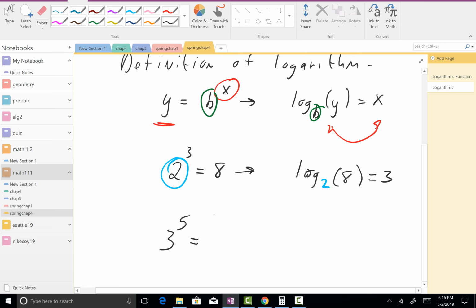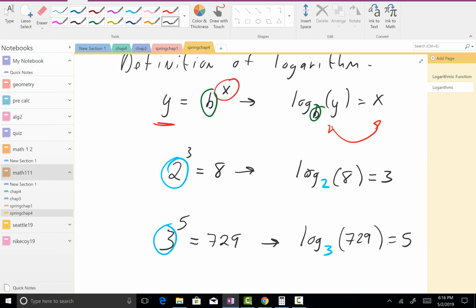So let's see, 3 to the 5th here, 81, 729. So written as a log, base is b, 729 becomes my input because my output over there, 5 goes there. All right, that's the definition of a logarithm, pretty much the way it is.